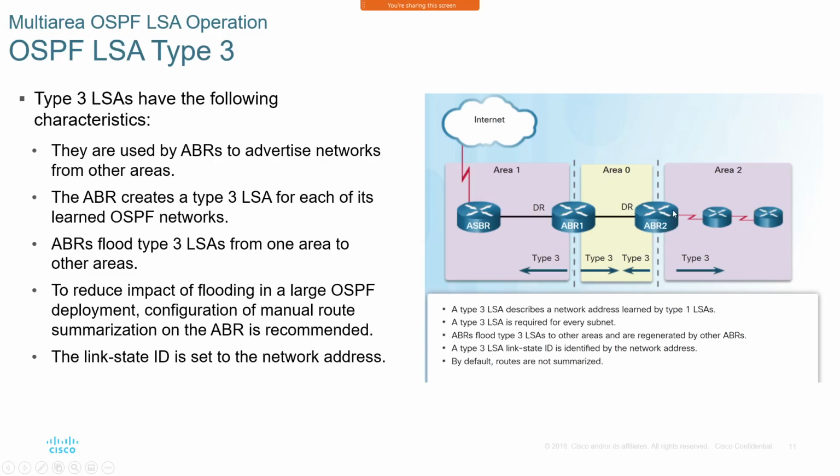The other routers in area 0 will receive these LSA type 3s and then send them to their area. The process repeats itself until ABR1 learns about the networks and until ABR2 learns about the networks in different areas as well. So the area border router creates a type 3 LSA for each of its learned OSPF networks. The area border router floods type 3 from one area to another area, as we just discussed.